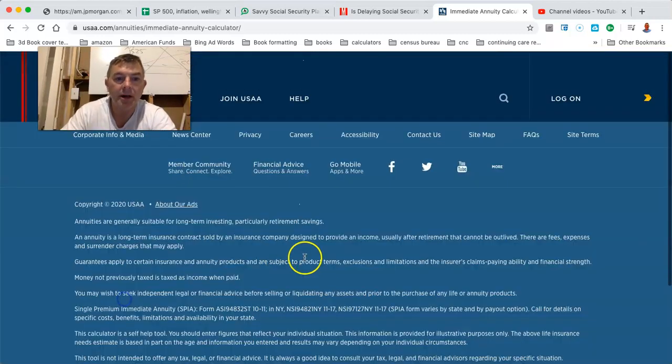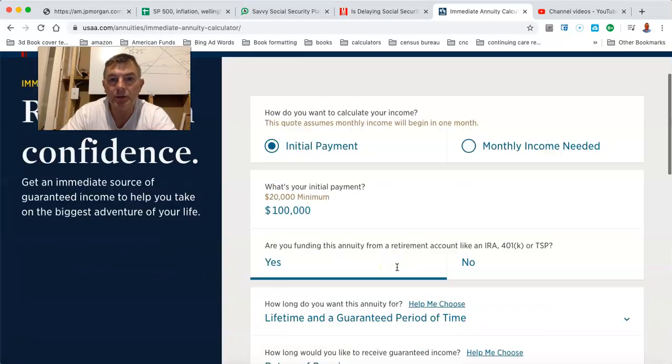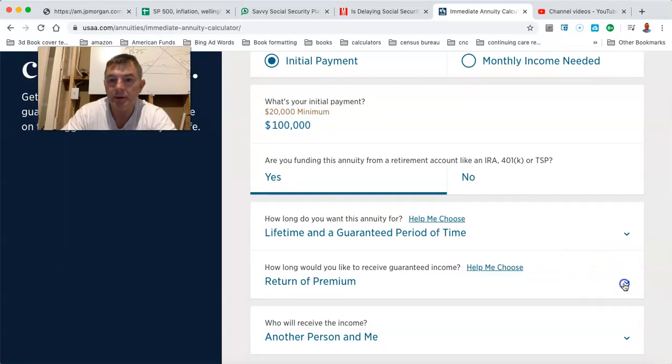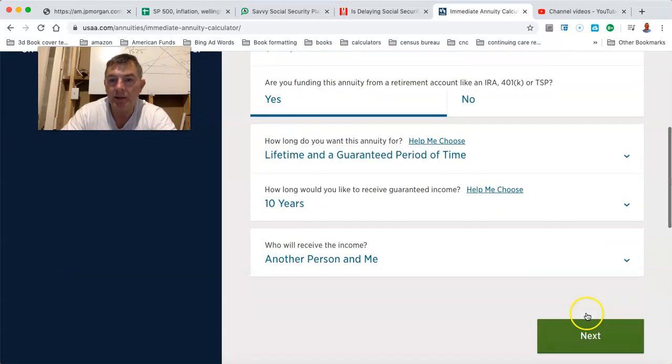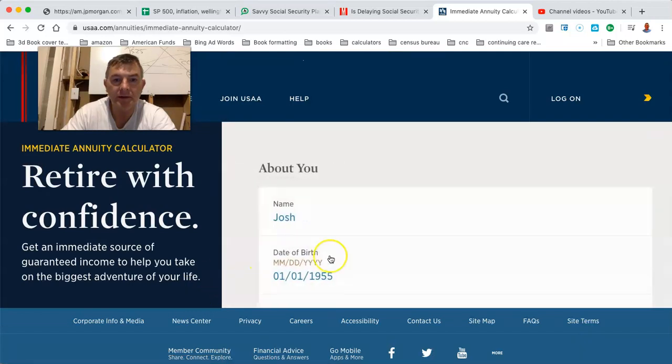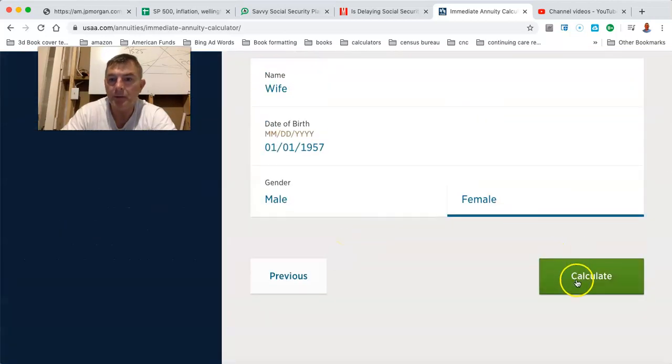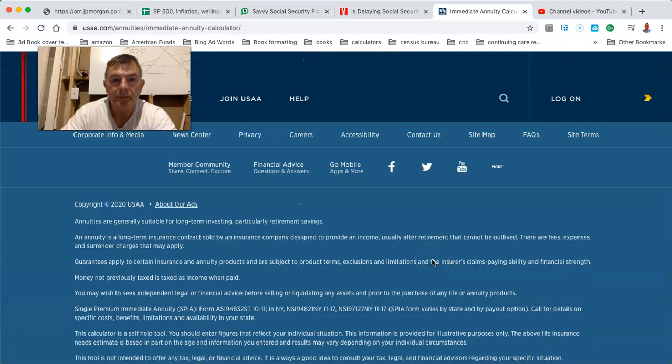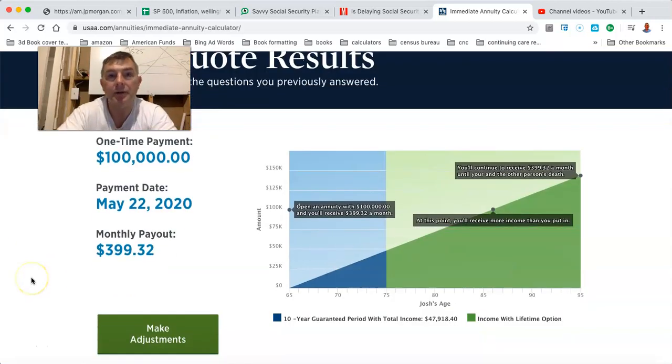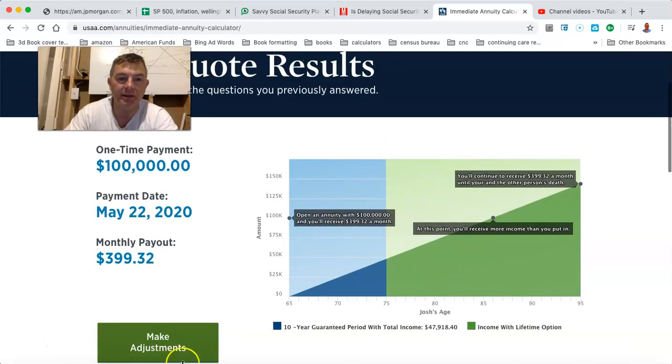Let's do a 10-year period certain and see what that looks like. I imagine it's going to be a little bit less. Let's see what we got. 10-year period certain. $3.99. So they're basically saying we're going to give you $3 extra a month, or $36 a year, to reduce 10 years of risk to us, the insurance company. So don't do that. That doesn't make any sense.